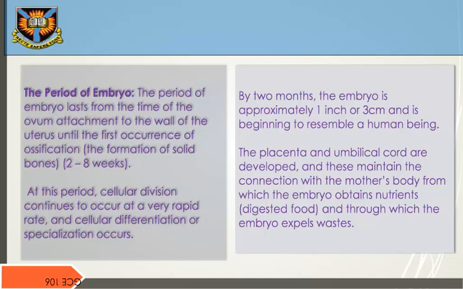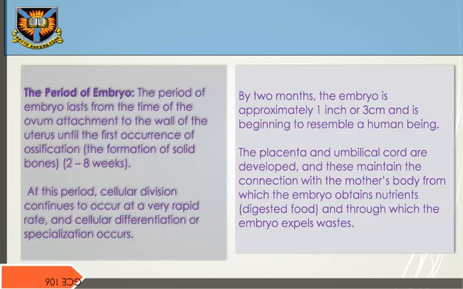The period of the embryo. The period of the embryo lasts from the time of the ovum attachment to the wall of the uterus until the first occurrence of ossification, the formation of solid bones. That is between 2 to 8 weeks. At this period, cellular division continues to occur at a very rapid rate, and cellular differentiation or specialization occurs. By 2 months, the embryo is approximately 1 inch or 3 centimeters and is beginning to resemble a human being.